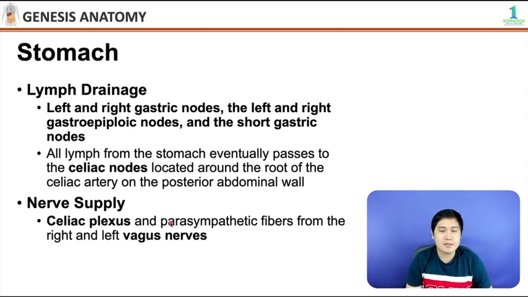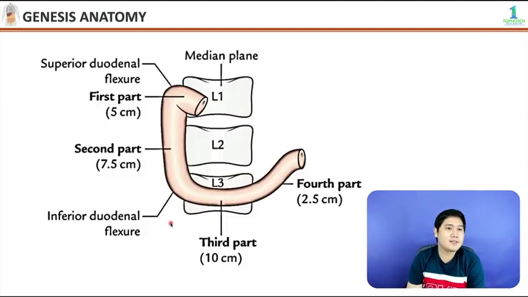Now let's talk about what comes after the stomach, the duodenum. This is your duodenum. The first part is at the level of L1. The second part will span from L1 to L3. By the way, the first part is the superior part. The second part is the descending part. The third part is the horizontal part. And the fourth part is the ascending part.